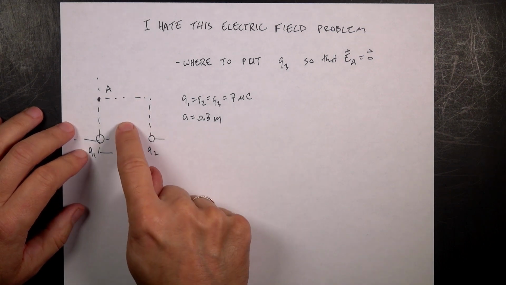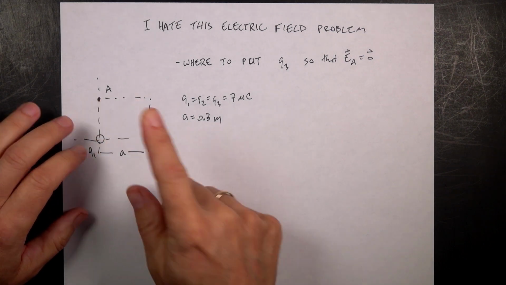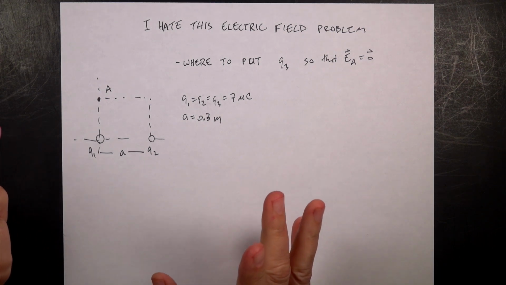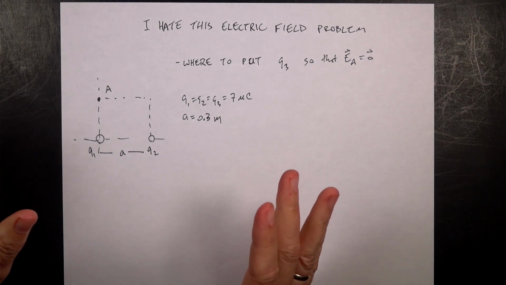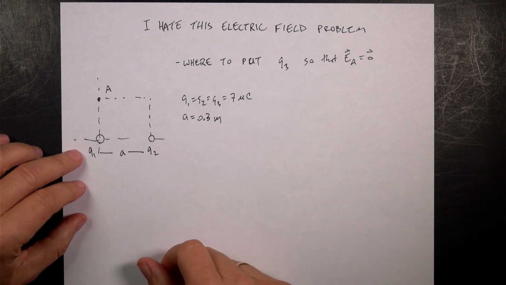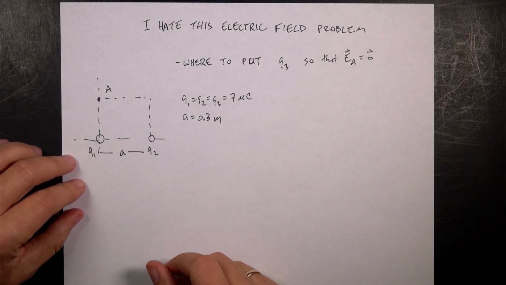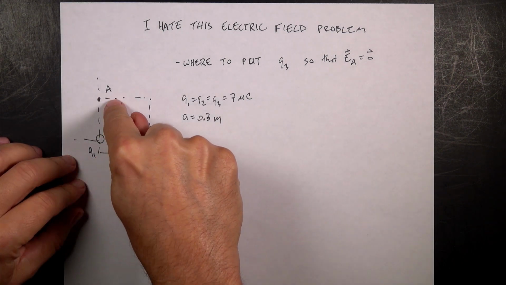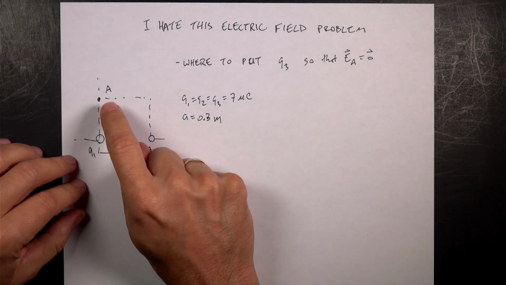They also asked for B. They also asked for here. What's the electric field at A? Okay, that's an okay problem. It's not great. It's really not great, but it's okay. And then they said, well, where would you have to put a third charge such that the total electric field at A is 0? That is a bad problem.